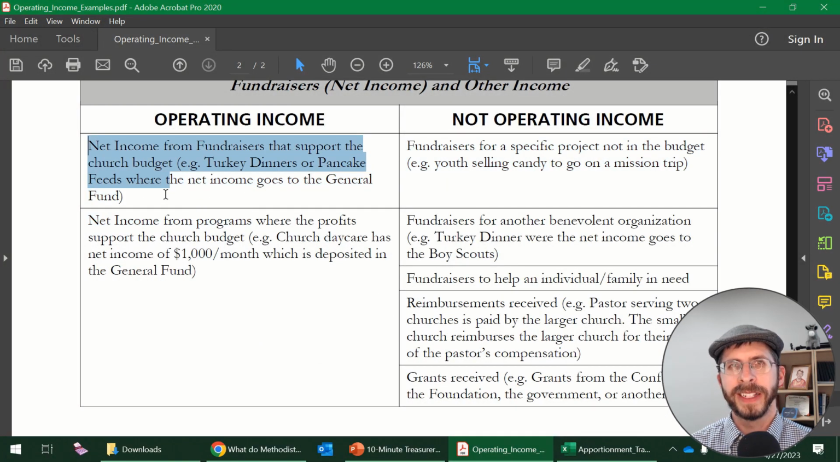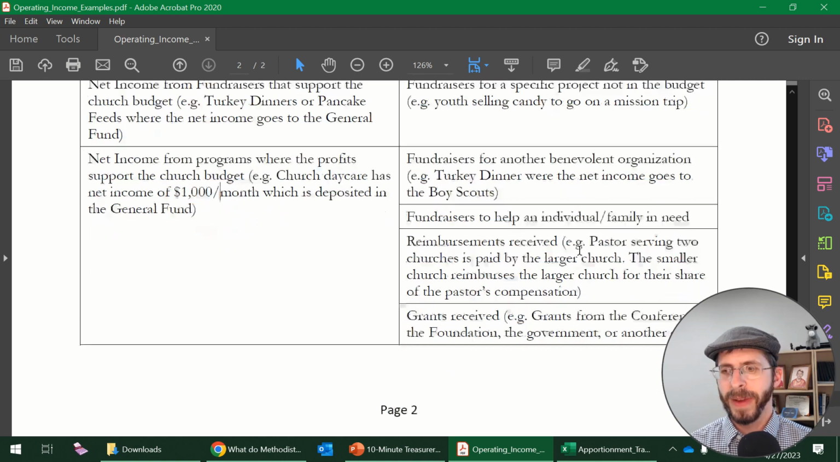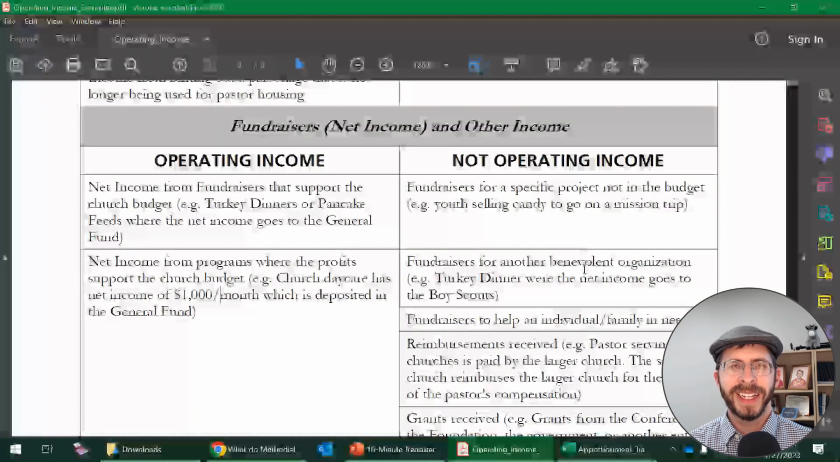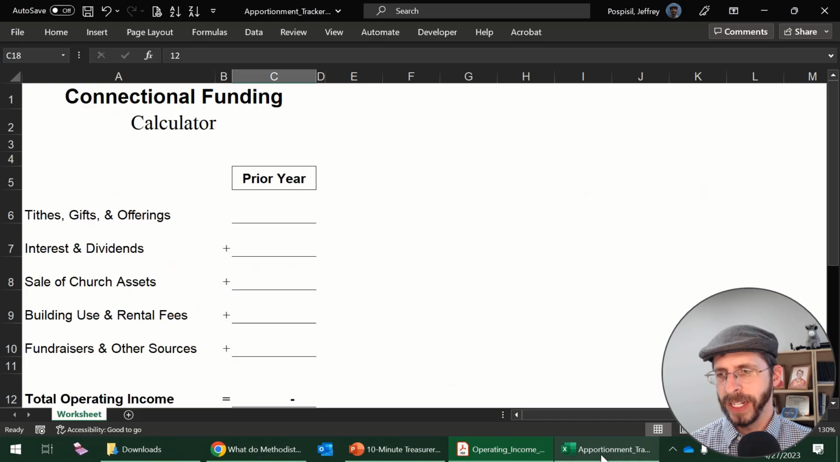Same thing with fundraisers. Include the net amount if it's for the operating budget. So if you have a turkey dinner to raise money for the budget, it's the total amount minus the expenses for the turkey. And if you have a ministry like a daycare too, that would be the net amount as well. So that's the kind of tricky part. Just include the net amount when you're looking at the fundraisers.